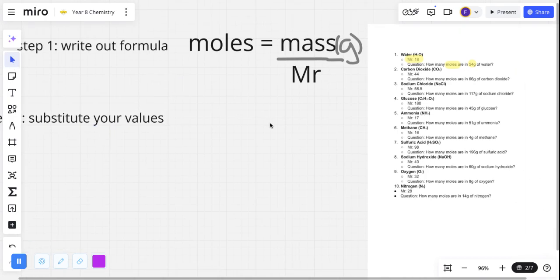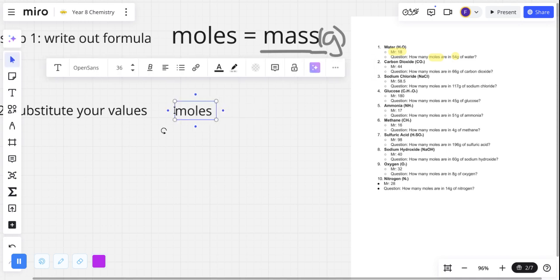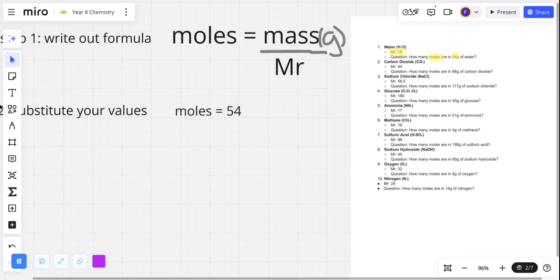So we've got this equation, moles equals mass over MR. I am going to change mass and MR to values. So, moles equals mass. In question one, the mass is 54 grams, because it says grams after it, 54, divided by the MR. And it tells us the MR there, 18.